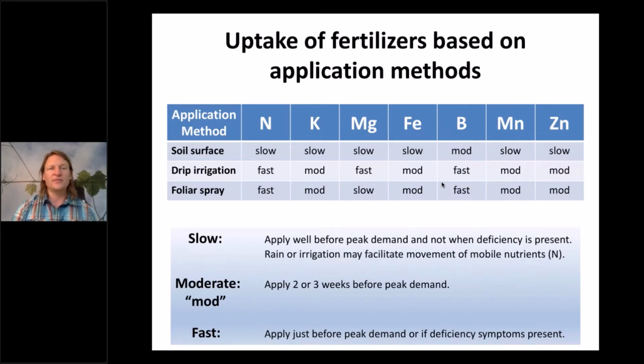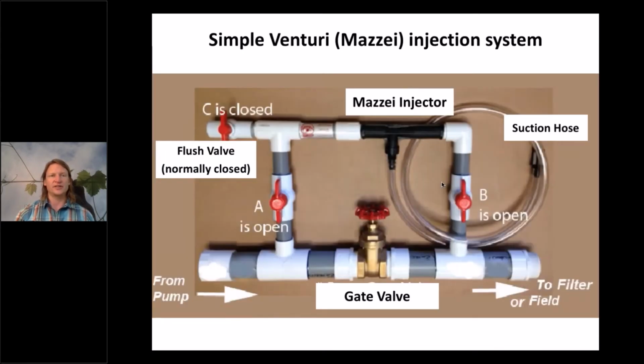And then, of course, you have the ability, if you don't have an irrigation system, to do some foliar sprays. They're more of a Band-Aid cure. They don't really correct the imbalance if there's a soil imbalance, but they will help the plants get through a tough stage. So for fast uptake, apply just before peak demand or if deficiency symptoms are present. So just a little table for you. I'll be glad to share this with you through email as well.